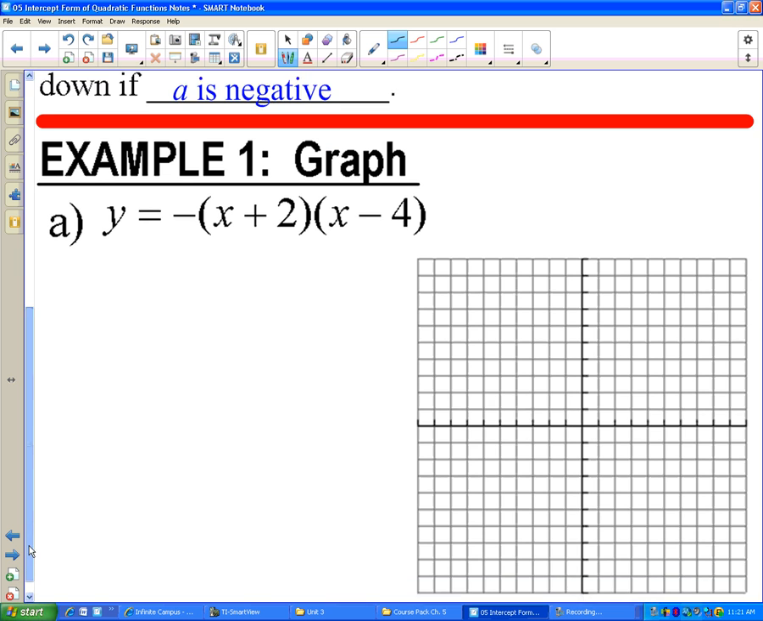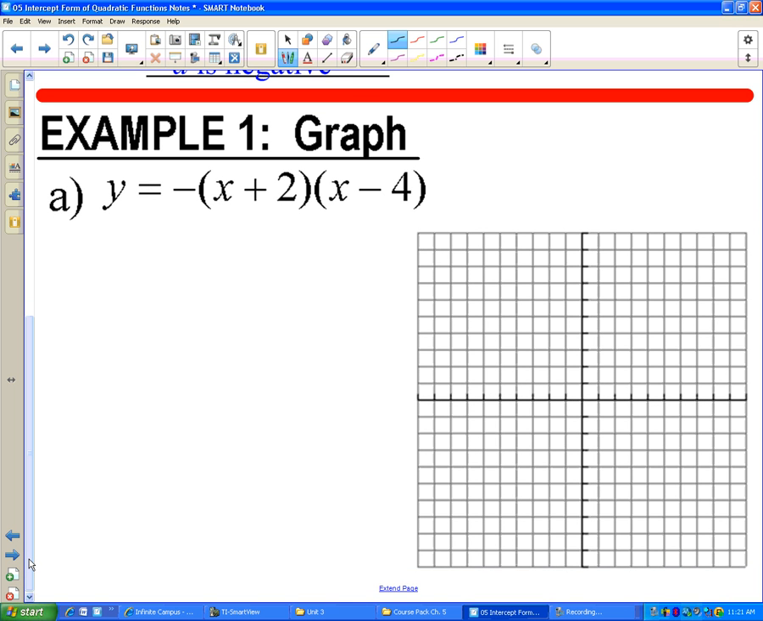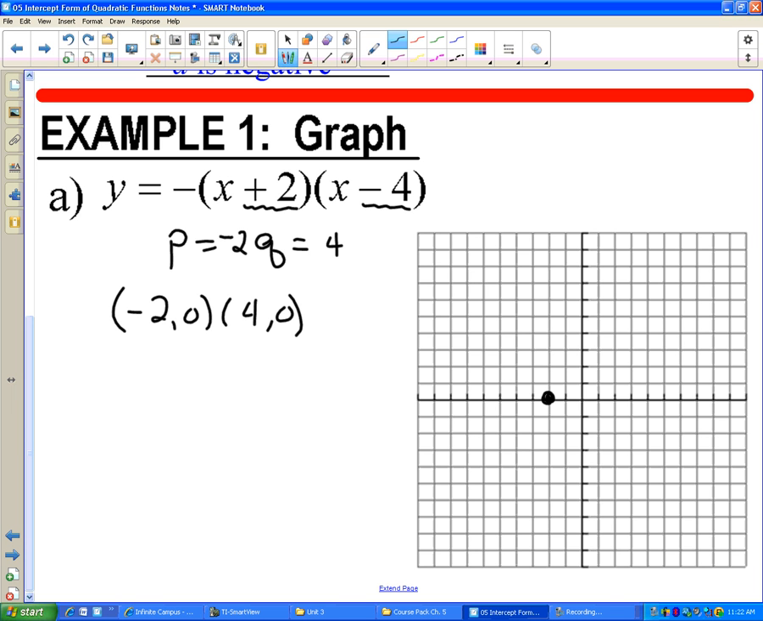So here we go. Example 1. y equals negative (x plus 2) times (x minus 4). What is p? What is q? Well, again, I want the opposite of what's here. So plus 2 tells me that p is -2. Minus 4, opposite, tells me that q is 4. So I have the coordinates (-2, 0) and (4, 0). So (-2, 0) on my graph is here. (4, 0) on my graph is here.